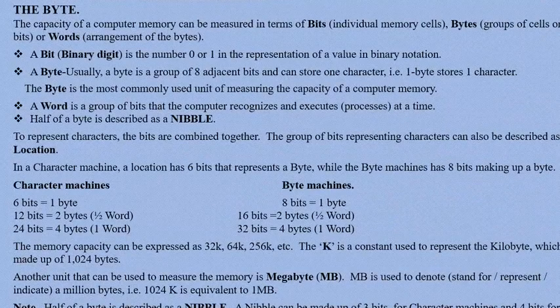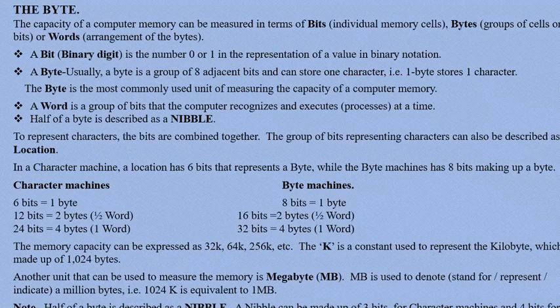Then we also need to look at the terminologies used in data representation in computers, and therefore we shall first of all try to define the word byte. The capacity of a computer memory can be measured in terms of bits, that is individual memory cells. Then bytes, a group of cells or bits. Then we have word, an arrangement of bytes. Therefore, let's look at them one by one.